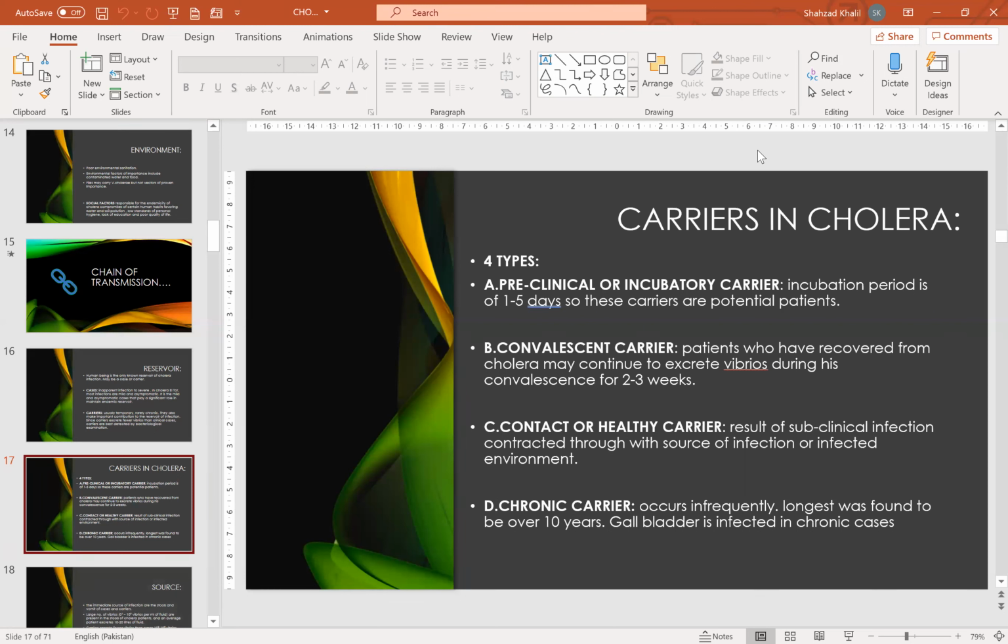Next is contact or healthy carrier, a result of subclinical infection contracted through a source of infection or infected environment. Last, chronic carriers occur infrequently. The longest was found to be over 10 years. The gallbladder is infected in chronic carriers.